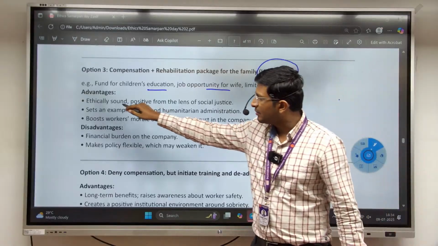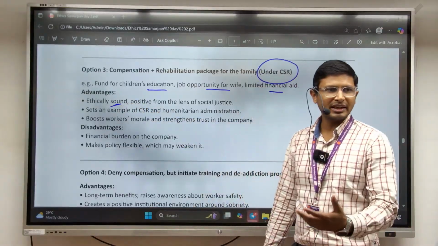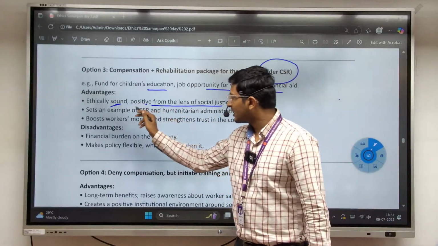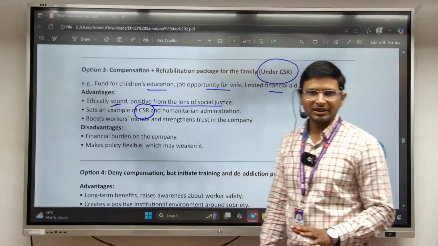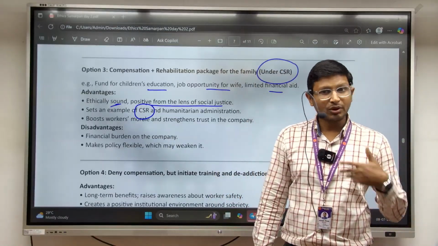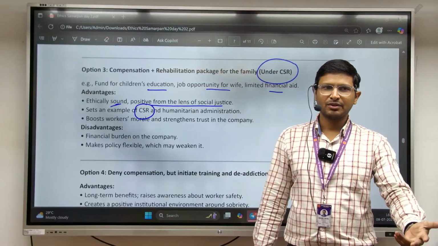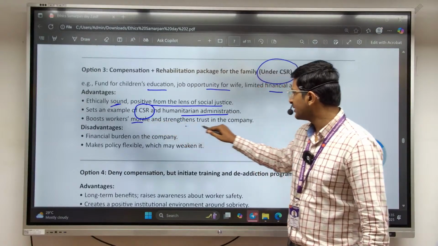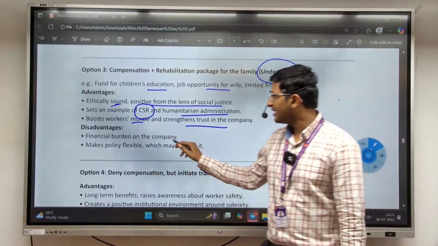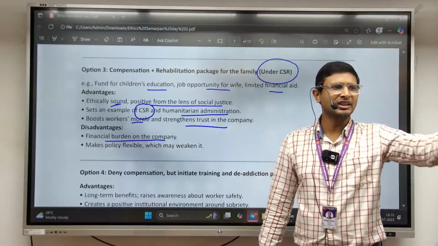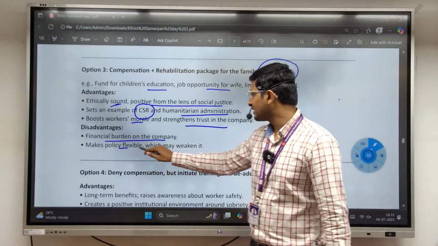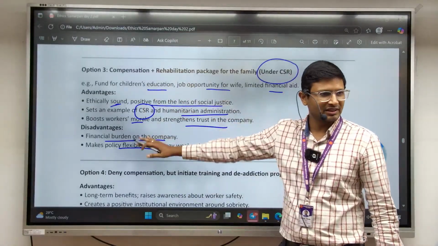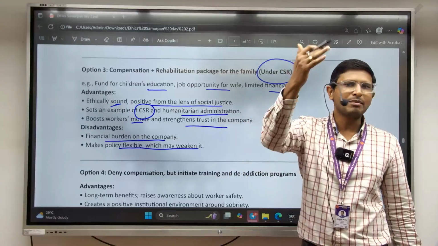Okay, advantages same, ethically sound, it looks ethical, positive from the lens of social justice, and it sets an example for CSR. तुमने CSR fund use किया है, so your company is not in a net loss, because anyway you have to spend the CSR money. Okay, so you are spending the CSR money. And humanitarian administration, boost workers' morale and strengthen the trust in the economy. Disadvantage, financial burden for the company, but that is of course a CSR fund. Okay, make policy flexible, which may weaken it. Same disadvantages, words are different, same disadvantages there. It leads to a bad precedent.